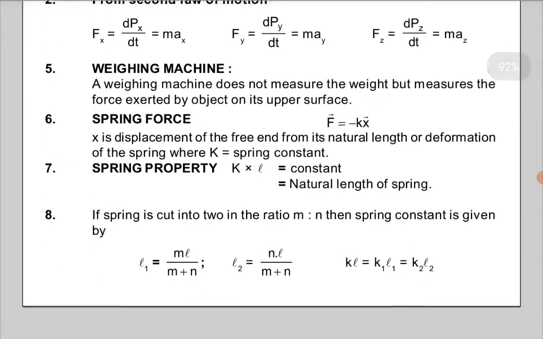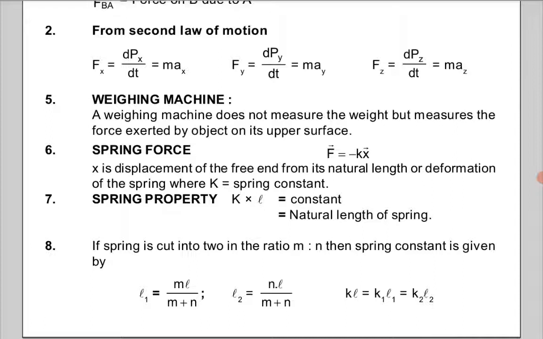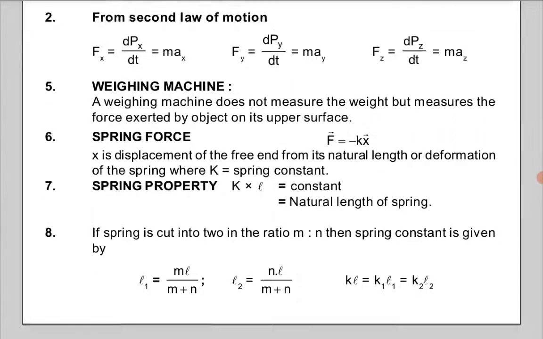Weighing machine: a weighing machine does not measure the weight but measures the force exerted by the object on its upper surface. Spring force F equals minus kx, where x is the displacement of the free end from its natural length, or deformation of the spring, and k is the spring constant. Spring property: k into L equals constant, where L is the natural length of the spring.